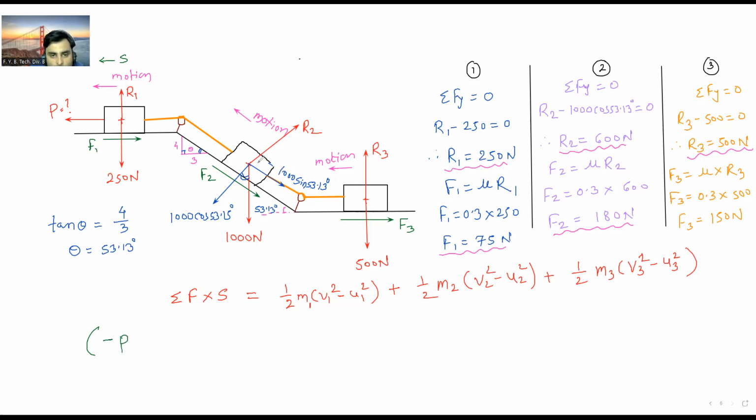Then for this block, it is only this force, 1000 sin. Now for this block the inclined plane is the x-axis, the horizontal axis. So what force is here? 1000 sin 53.13. But the motion is in the upward direction and the force is going in the opposite direction, so it is again minus 100 sin of 53.13 degree.